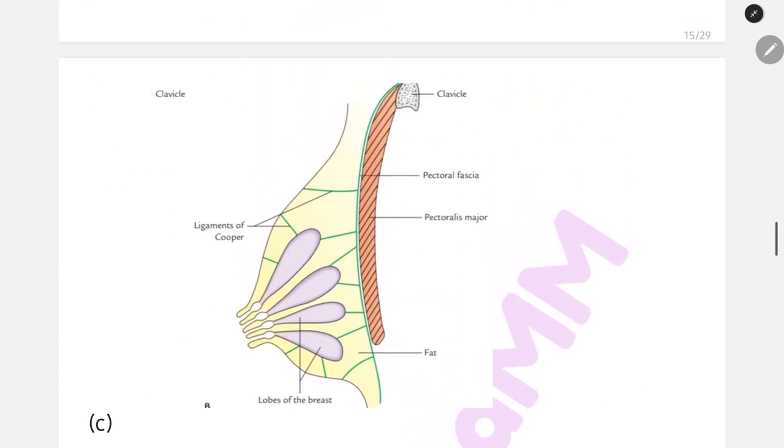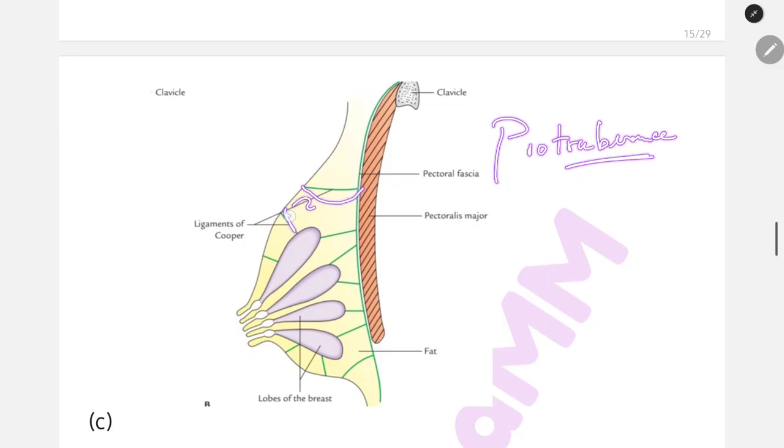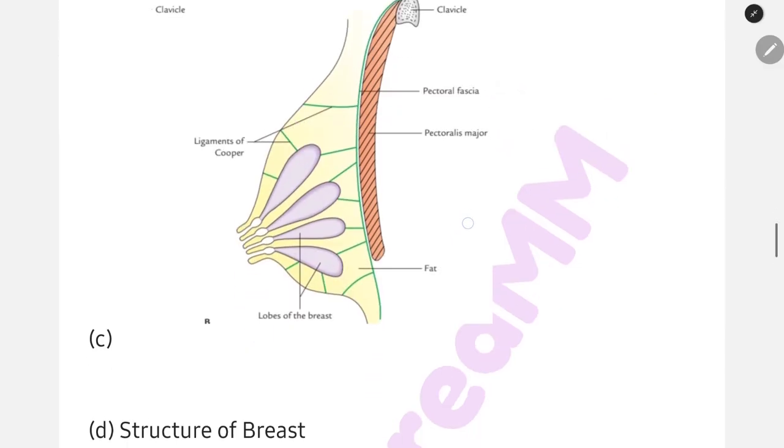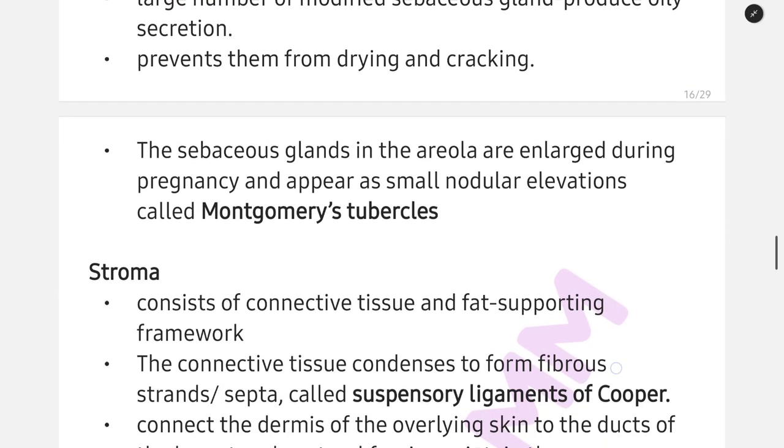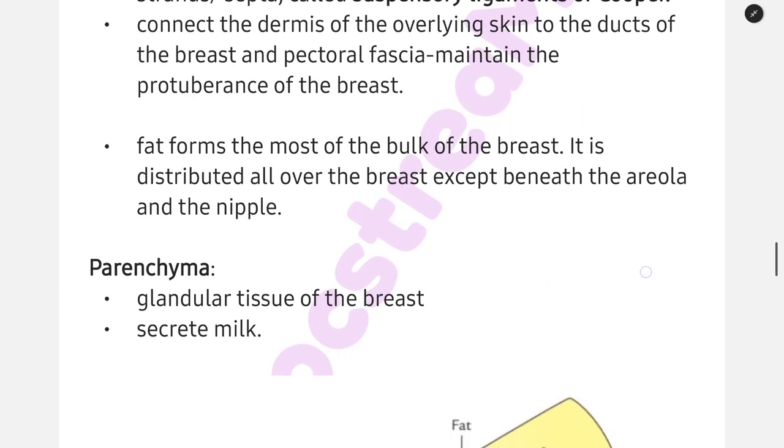It maintains the protuberance of the breast. In old age, this becomes sagging. It is not stiff like before, so your breast becomes pendulous. Pendulous or sagging breast is due to this suspensory ligament of Cooper.